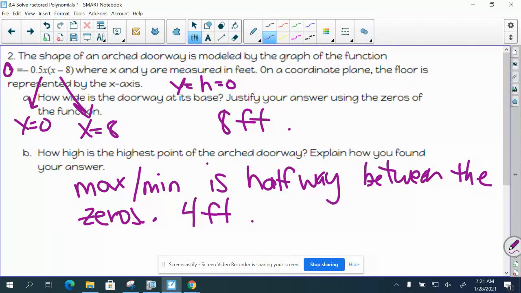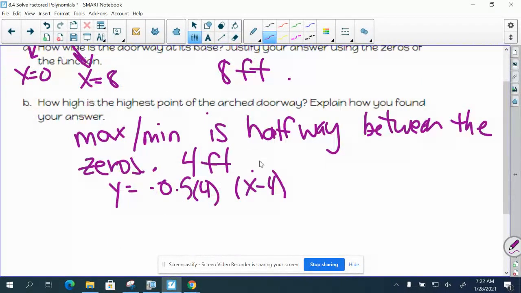So in order to find the highest point, if we didn't have Desmos or our graphing calculator, we would just have to plug in 4 into our equation. So y equals negative 0.5 times 4, and then times x minus 4. So negative 0.5 times 4 is negative 2, and then, oh, I'm sorry, this was 4 minus 8. 4 minus 8 is negative 4. Negative 2 times negative 4 is positive 8.